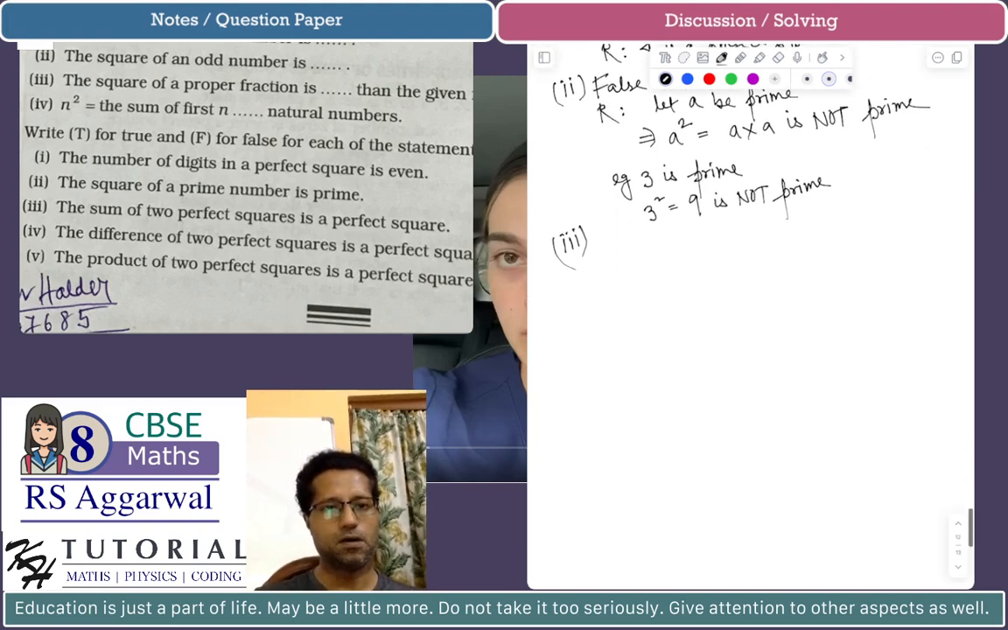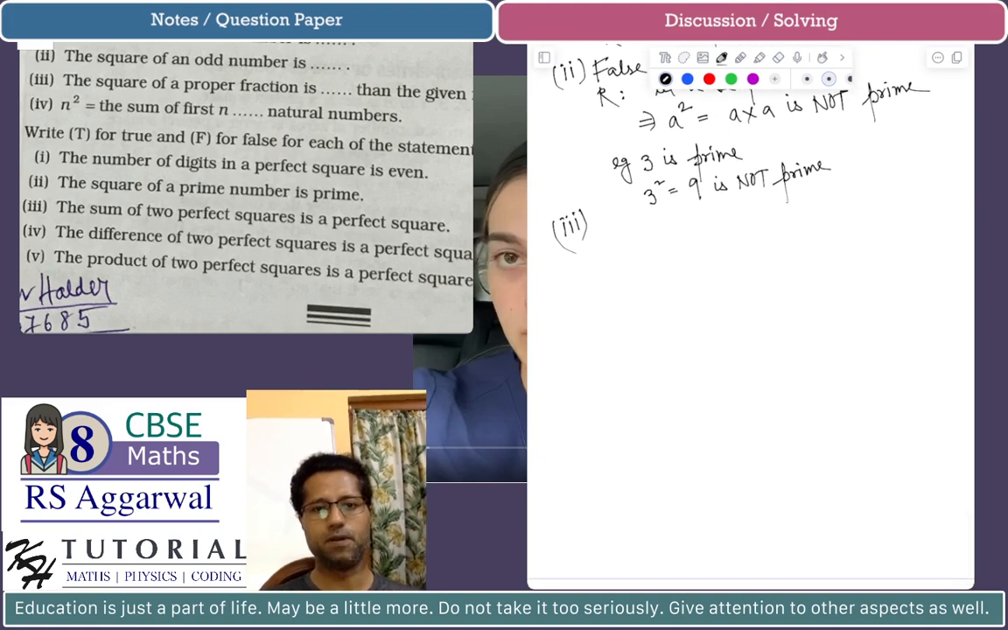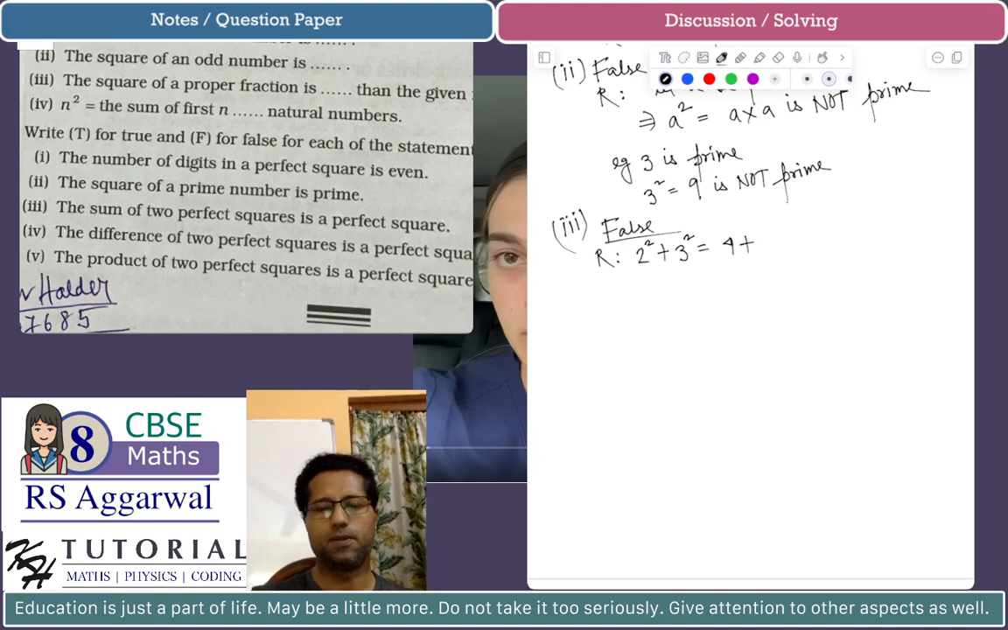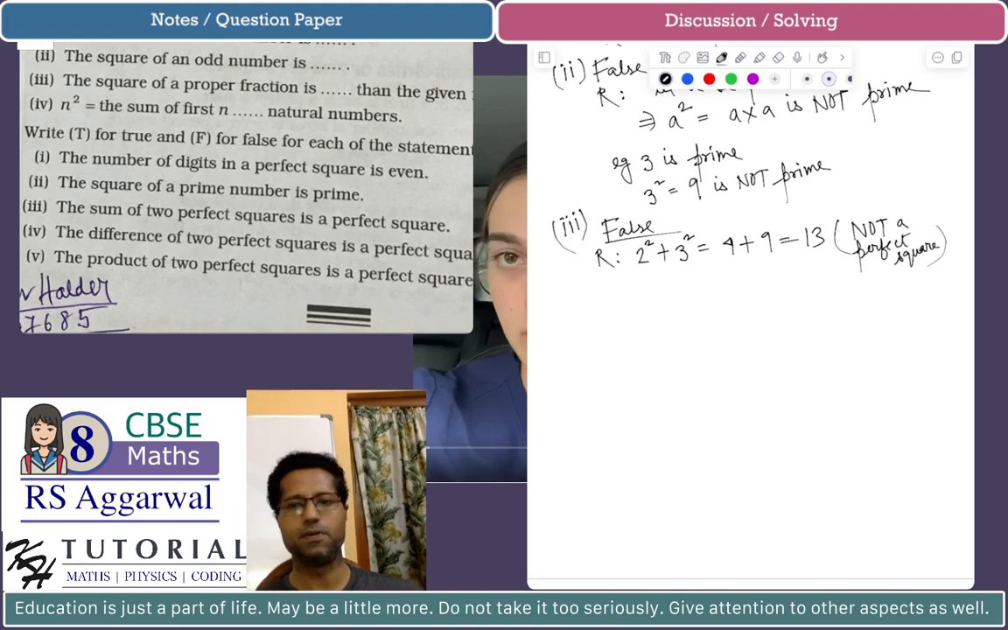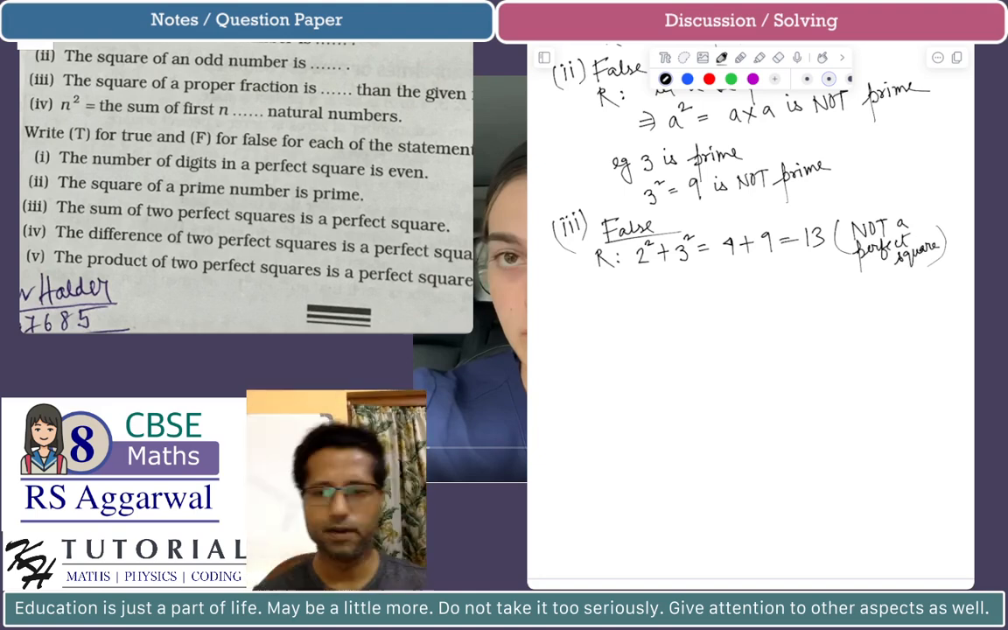Part 3. The sum of two perfect squares is a perfect square. I do not think this is correct. This is false. The reason, I'm giving an example. Let's say 2 square plus 3 square is equal to 4 plus 9 equal to 13, not a perfect square. 13 is not a perfect square. So I proved that the statement is false by giving a contradictory example.